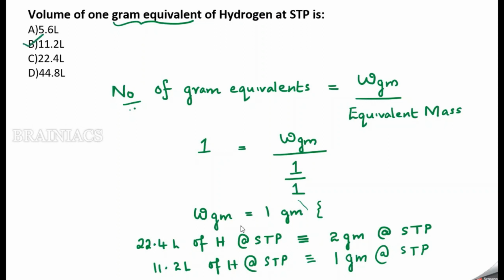Okay, so what is the strategy we have done here? So we have calculated the weight in gram that is occupied by 1 gram equivalent of hydrogen. So 1 gram equivalent of hydrogen will occupy a mass of 1 gram. Then corresponding to this 1 gram, we have calculated the volume it is occupied. So we have got the answer 11.2 liter. Okay, so this is the way we need to handle questions of this nature. So if you have any doubts, please get back to us.